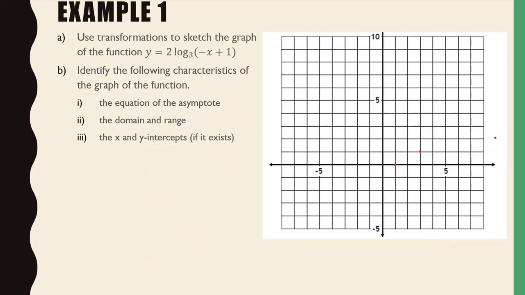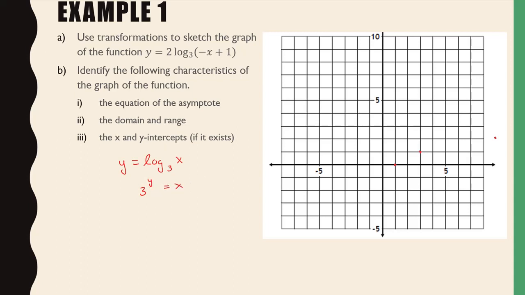Let's look at one more really similar example. So we're going to graph y equals 2 log base 3 of negative x plus 1. We'll start with the same strategy. We're going to actually graph the parent function first. So that's y equals log base 3 of x. Now it might be helpful for you to put this in exponential form. So 3 to the power of y is equal to x.